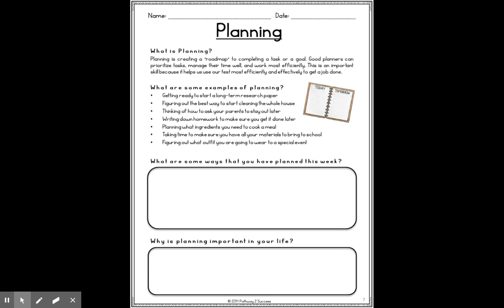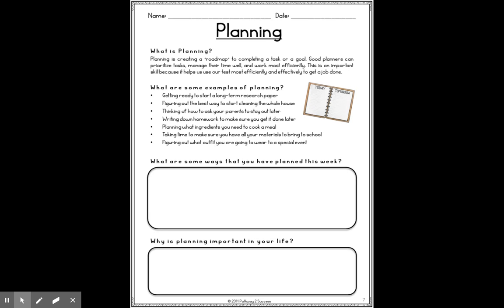Okay, so the next part of this lesson is planning. What is planning? Planning is creating a roadmap to complete a task or a goal. Good planners can prioritize tasks, manage their time well, and work most efficiently. This is an important skill because it helps us use our time most efficiently and effectively to get a job done. What are some examples of planning?